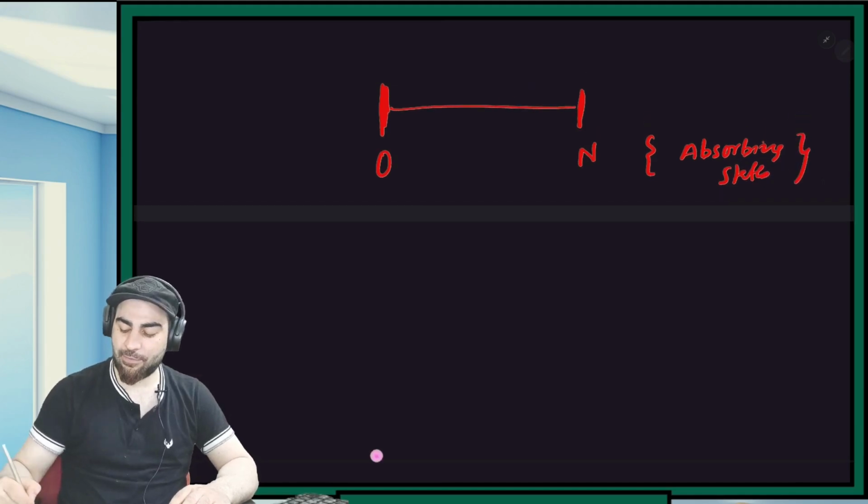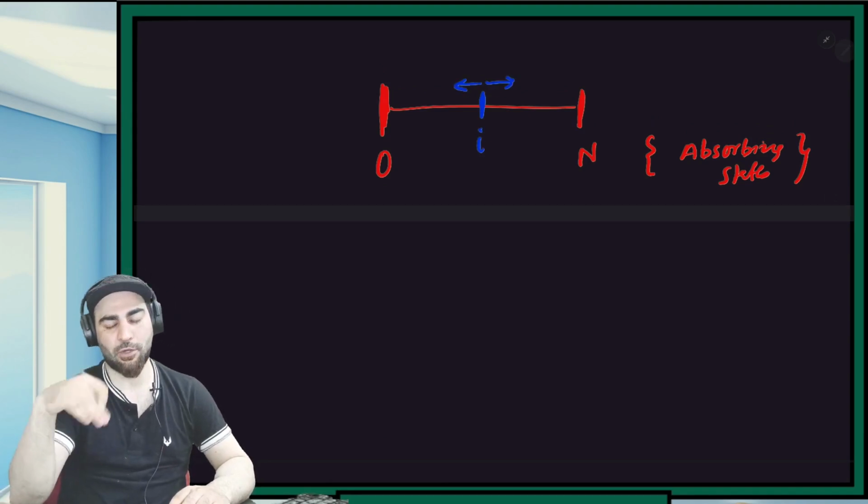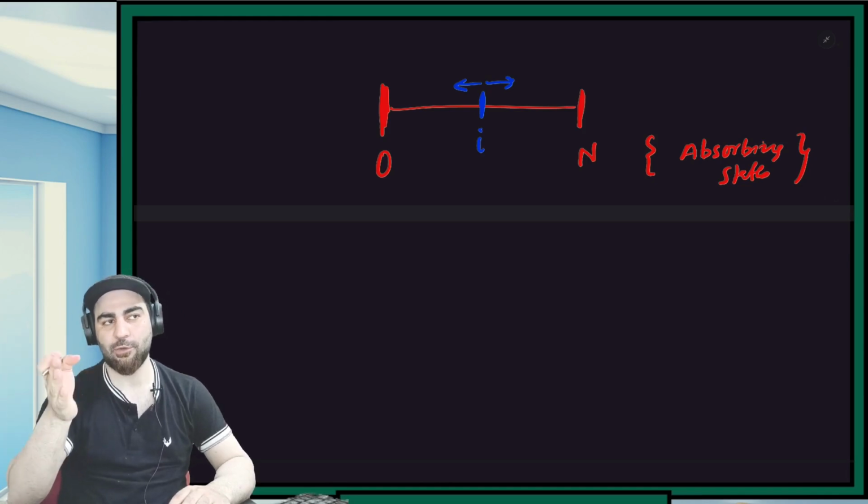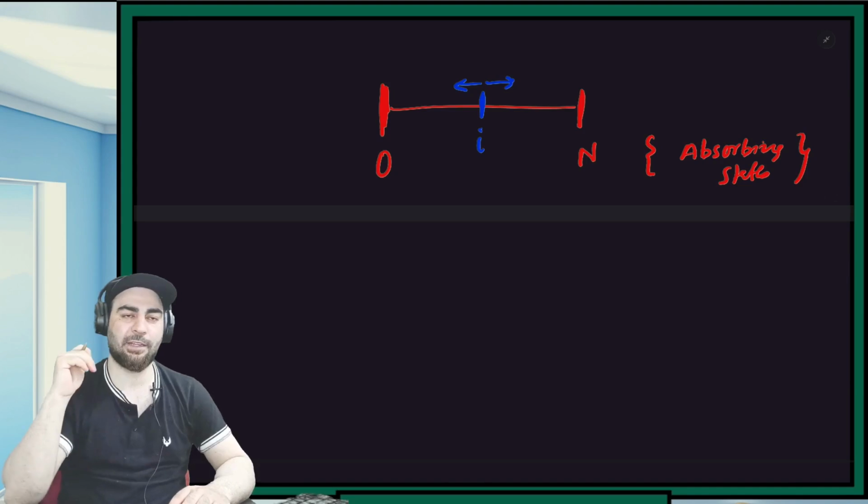Okay, if we had a player and it had I dollars, it will either move right or move left based on whether it will win a dollar or lose a dollar. So if it is winning a dollar, it will move to the right, I plus 1, or if it loses a dollar, it will move towards the left, that is I minus 1.